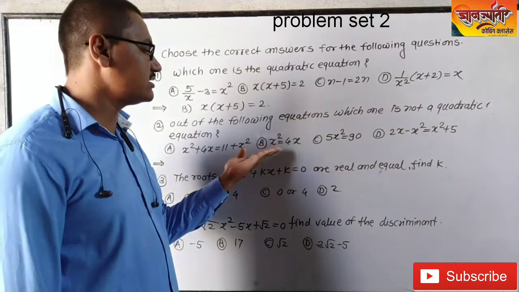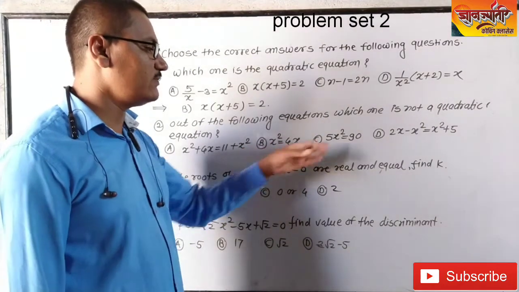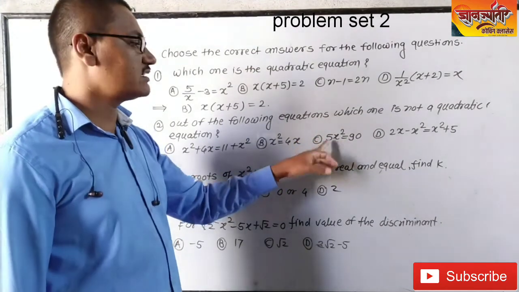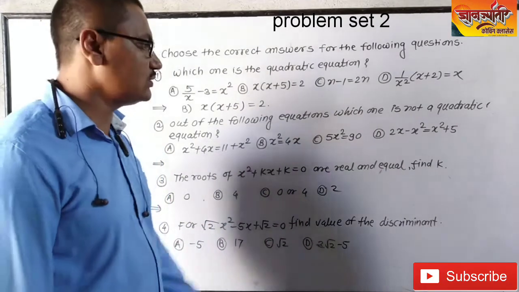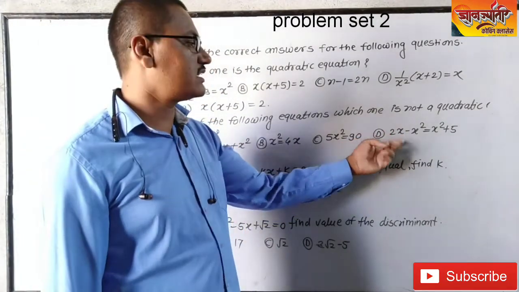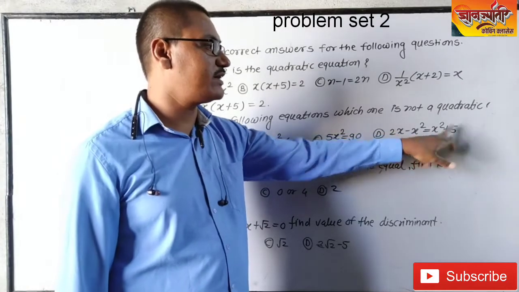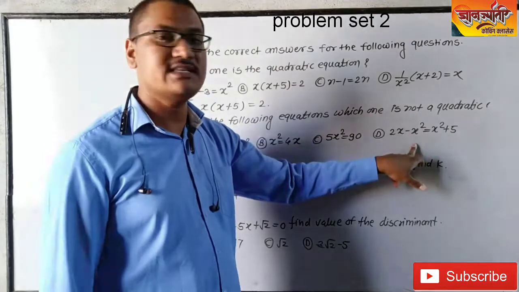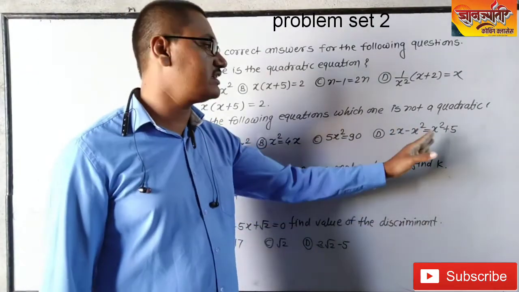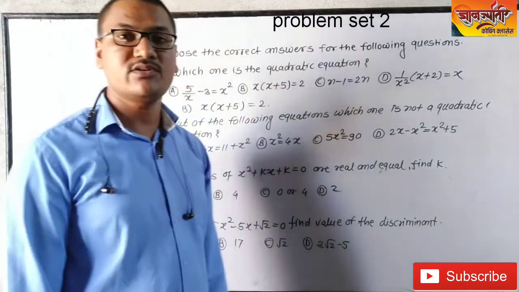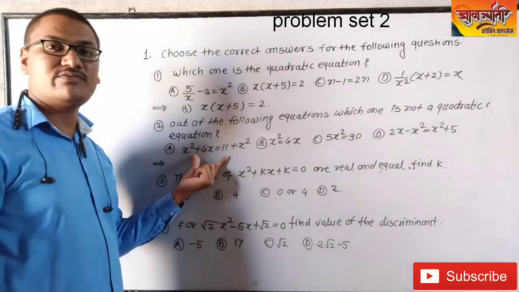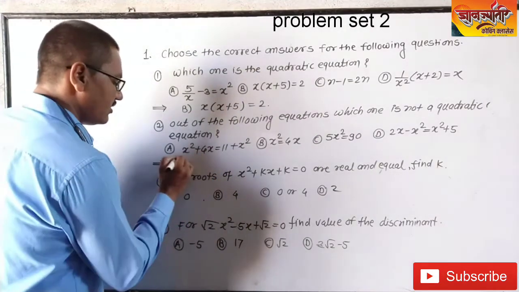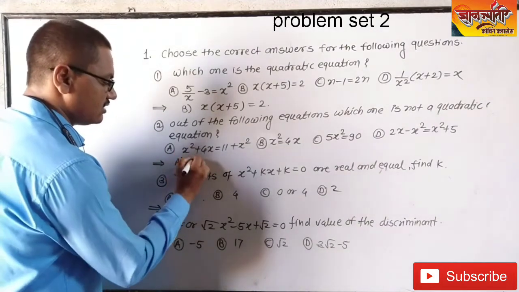You can see the second option, x square is equal to 4x. The highest index of the variable is 2. In the third option, 5x square is equal to 19, again the highest index of the variable is 2. In the fourth option, 2x minus x square is equal to x square plus 5. The x square terms have different signs, so they do not cancel, and after rearranging the equation gets into standard quadratic form. So the first option does not satisfy the condition of a quadratic equation, meaning option A is not a quadratic equation.